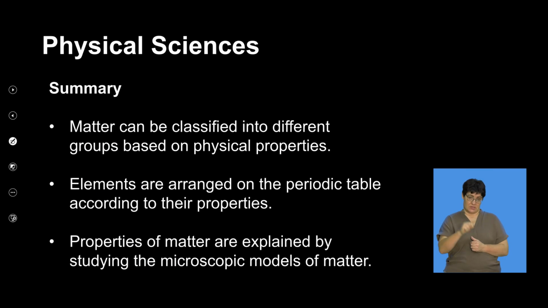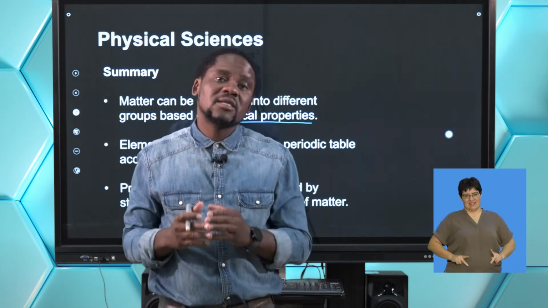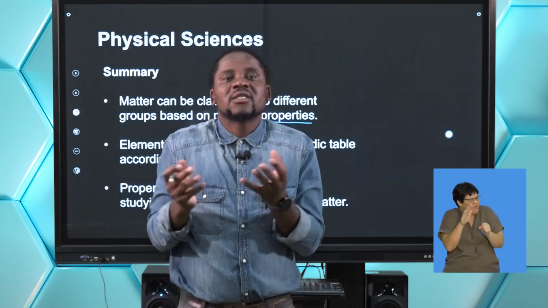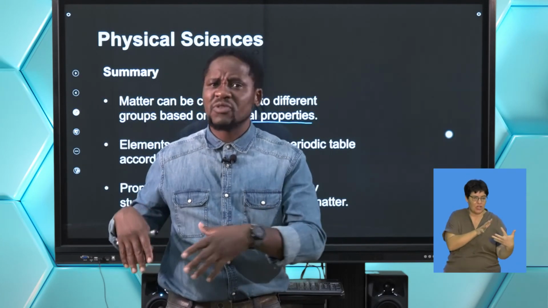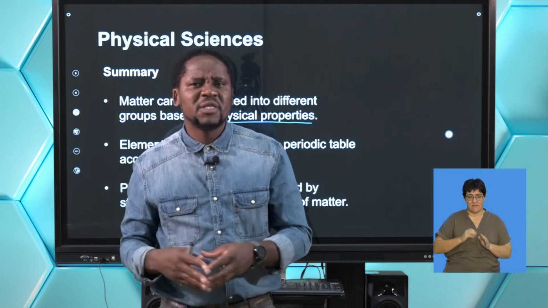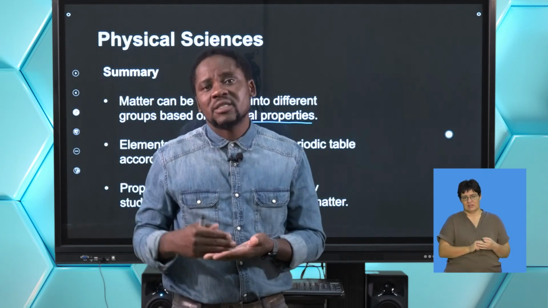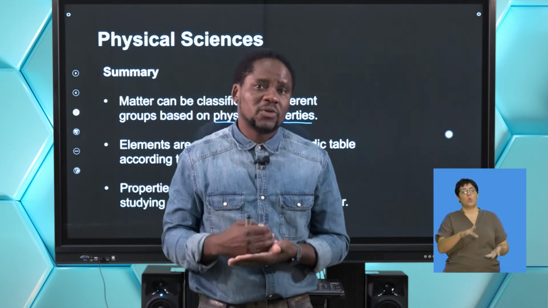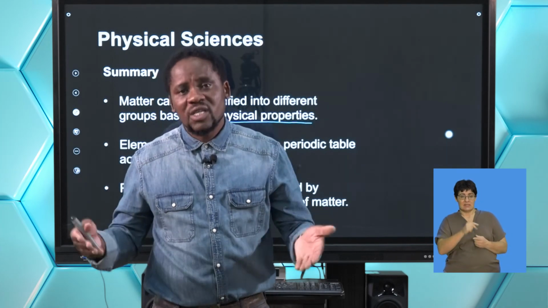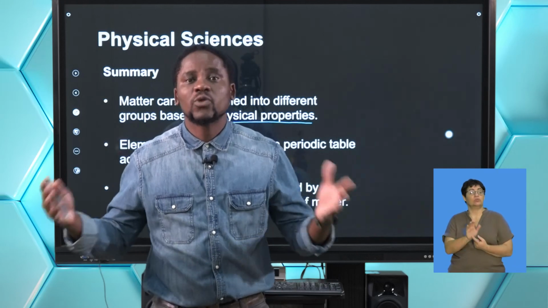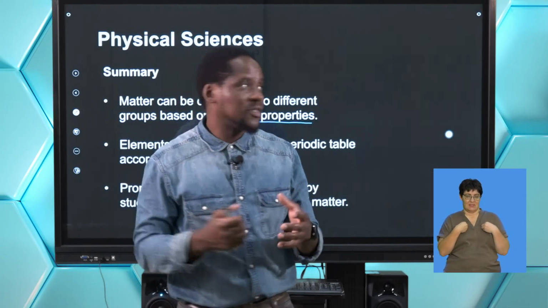Right, and then in summary, what are we saying? Matter can be classified into different groups based on physical properties. One cannot overemphasize the importance of understanding the physical properties of material, so that we are able to classify or categorize them in terms of their behavior, the packaging of materials. The physical properties are very central as far as the periodic table is concerned. So we find materials or elements within the same group because they display similar properties, and that is what is important as far as the physical properties are concerned.